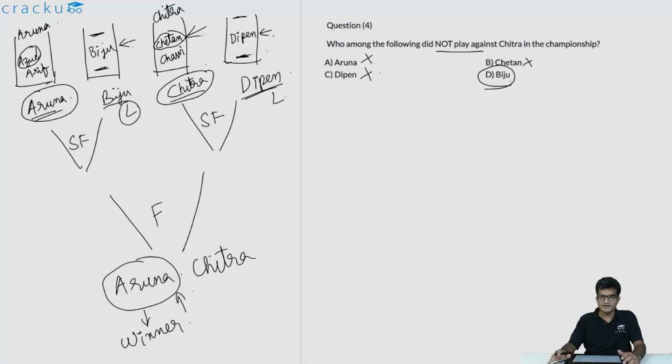Chitra and Biju were in different semi-finals. Biju lost that particular semi-final against Aruna. He did not qualify for the finals. And Chitra reached the finals after defeating Deepen. So the correct answer is Biju did not play against Chitra.